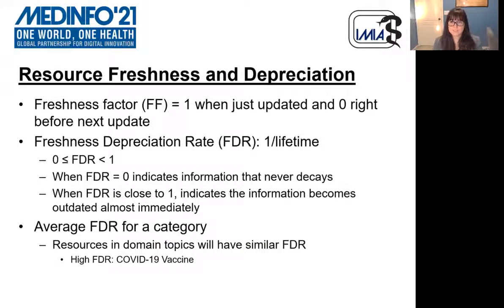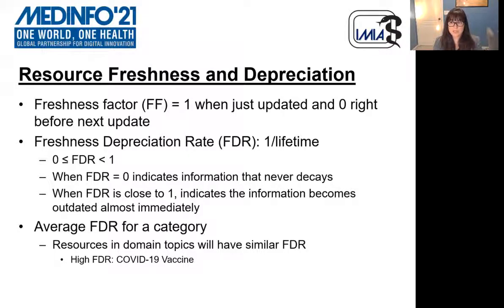For a specific online resource, we can define its freshness factor as 1 when that resource has just been updated. Likewise, when a resource is completely out of date, the freshness factor will fall to 0 just before it's updated. We calculate the freshness depreciation rate of a resource as 1 over the lifetime of that resource. Here, FDR is between 0 and 1.